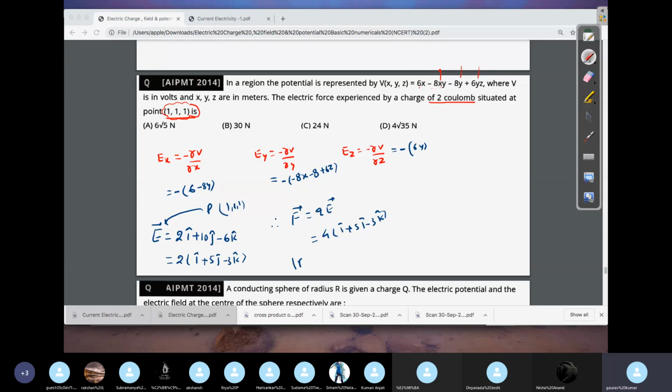So what is the value of force? Mod of force. This 4 will be outside. Root of 1 plus 25 plus 9, right? So we'll get 35. So we'll get 4 root 35 Newton. This is the answer to the question.